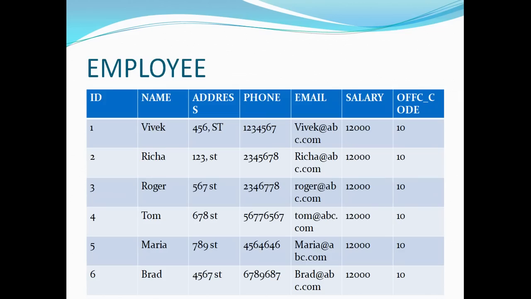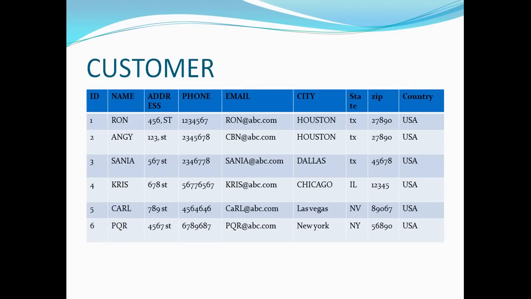Let's look at our second table, which is our employee table. Now these are the employees that are working: Vivek, Richa, Roger. They have certain information: the address that they live in, the phone number, the email, the salary, the office that they belong to. Then we have our customer table. So we have a bunch of customers. We have their address, we have their phone number, the email, the city. Now here the challenge you see is all these details are repeated again and again: the city, the state, the zip code, and USA.